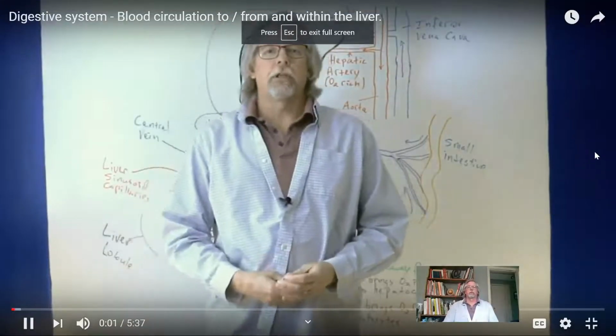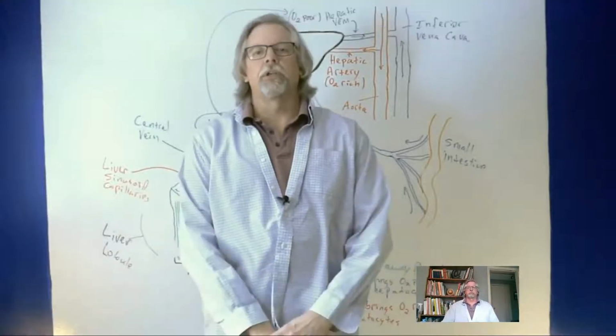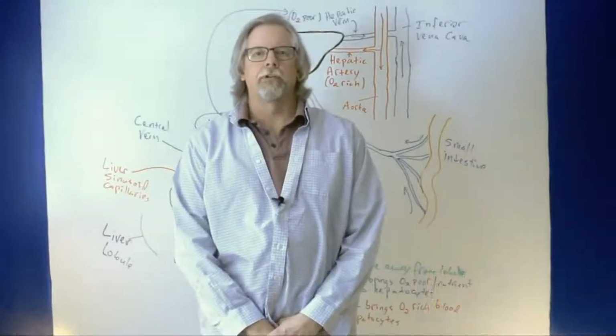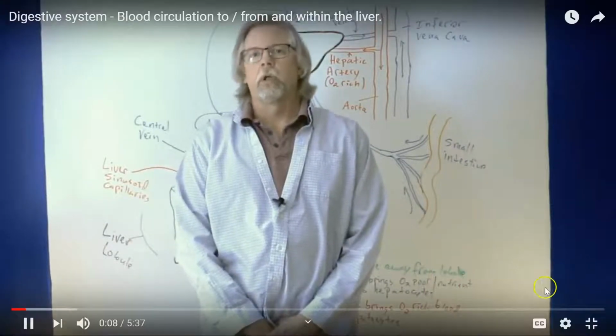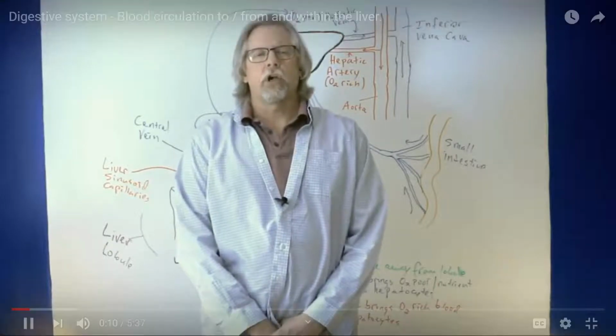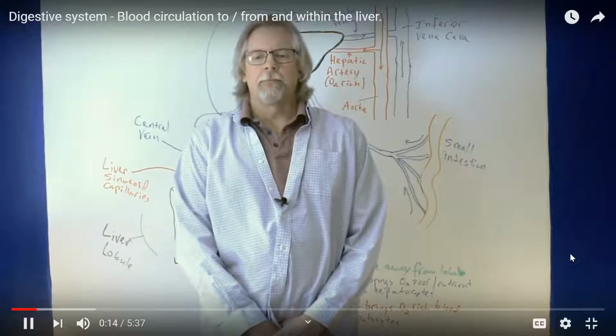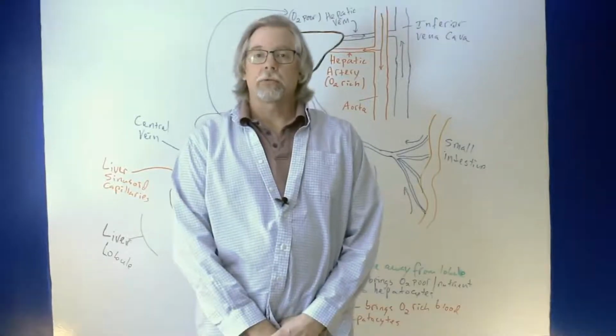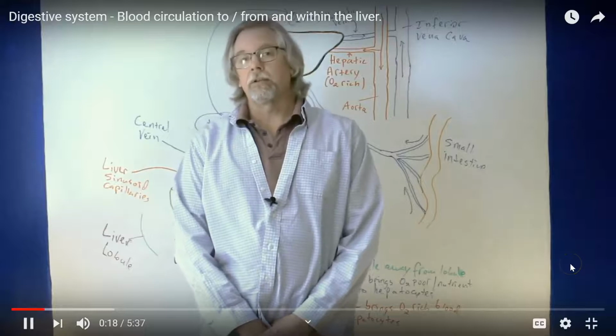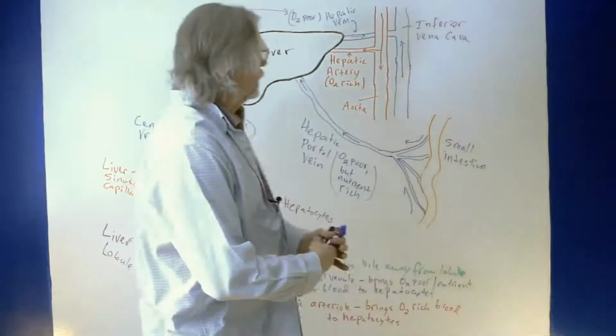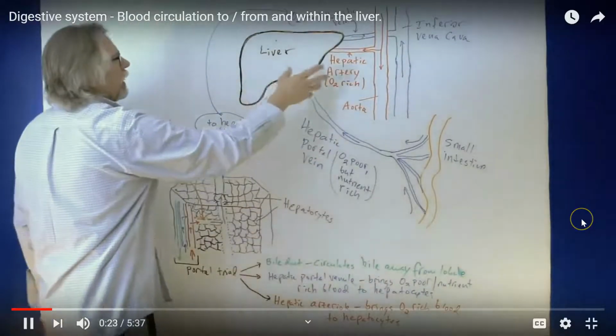Hello, so this is a short video to describe blood circulation to and from the liver, and also within the liver. It's a little bit complicated, unusual type of circulation, and I want to describe this both at the macroscopic level and at the microscopic level. So let's start here with the macroscopic level.